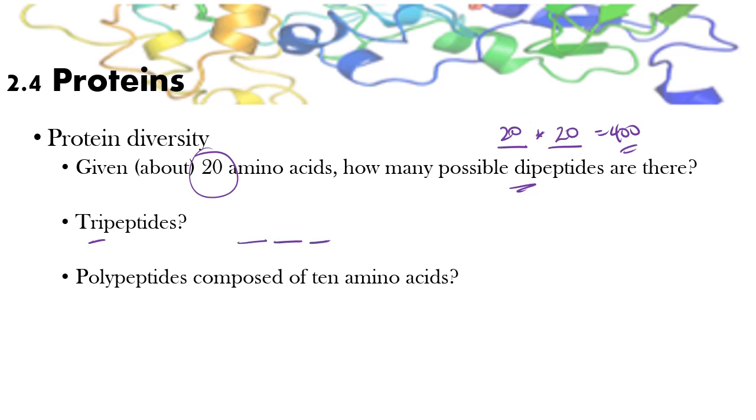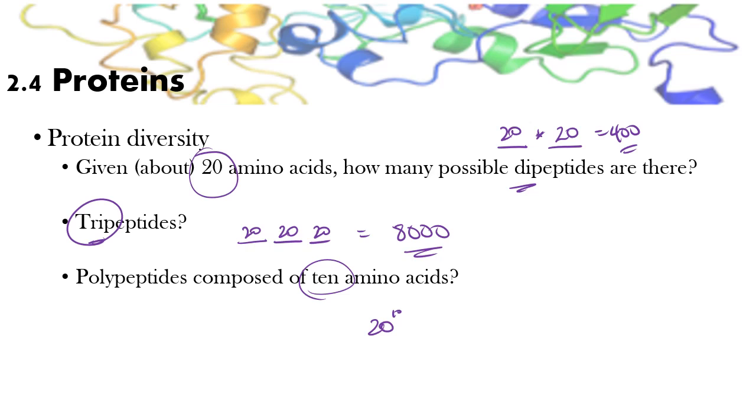1, 2, 3 amino acids. I have 20 options. I have 20 options. I have 20 options. Again, there's some repeats that we'd have to throw out. But basically, we have, oh my goodness, 8,000 different tripeptides. If I'm going with 10 amino acids, that's going to be 20 to the 10th power. That's a very large number.